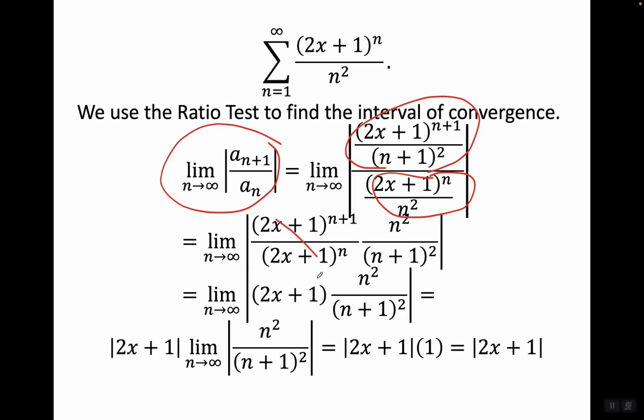Lots of cancellation going on here. This just simplifies to 2x + 1, and this is going to stay n squared over (n + 1) squared. So we can pull the 2x + 1 out front because it doesn't even have an n in it. So we just have the absolute value of 2x + 1 times the limit as n approaches infinity of n squared over (n + 1) squared. You can use L'Hopital's rule or some other principle to find that that limit's 1, and so we just end up with the absolute value of 2x + 1.